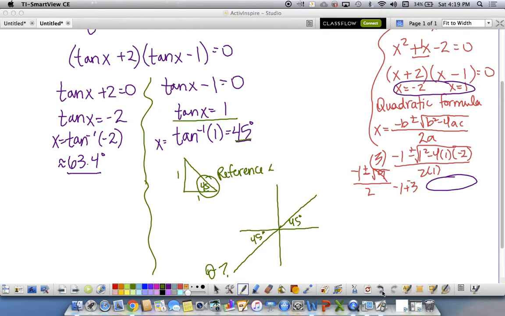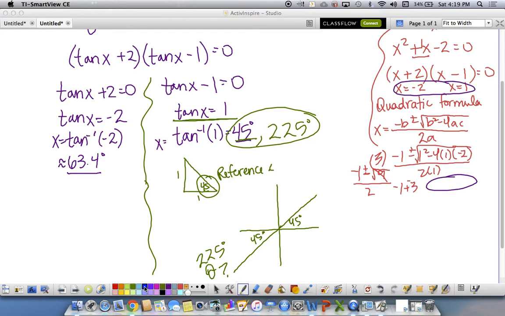Okay, so I'm looking at my plate. 45 degrees in the third quadrant is 225 degrees. So that theta is 225 degrees. So 45 is an answer, but it's not the only answer. 225 degrees is also a value for x. Okay, so we have two answers for this section, tan x equals 1.